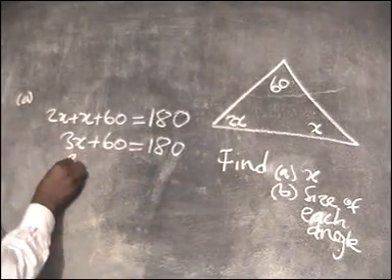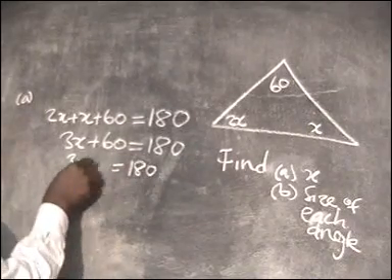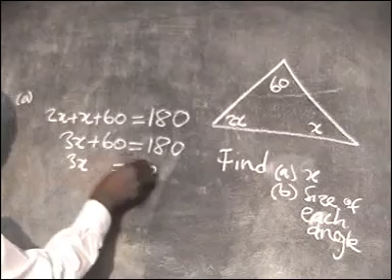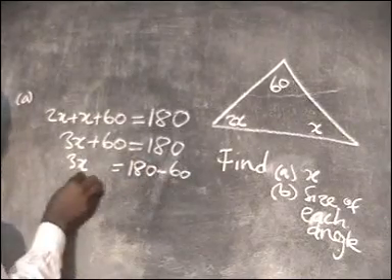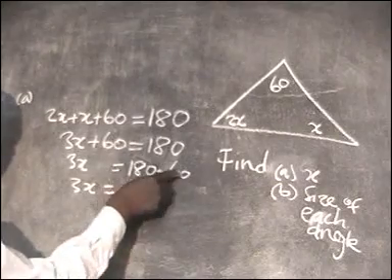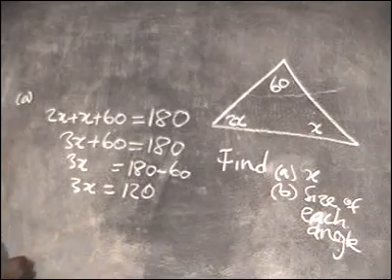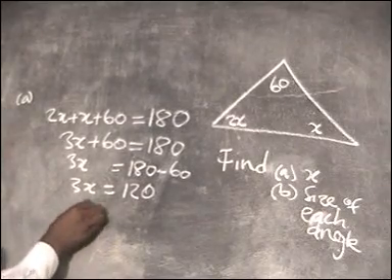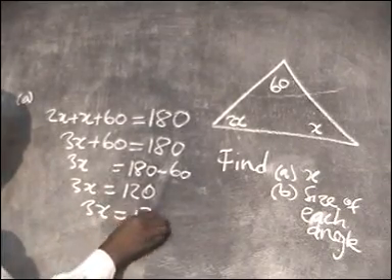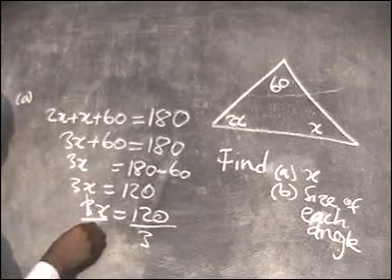Now solving this simple equation, this is 3x equals 180. If this 60 crosses the equal sign, it is positive, it is going to become minus 60. And this is 3x equals 180 minus 60: 0 minus 0 is 0, 8 minus 6 is 2, and this is 120. Now, looking at this, 3x equals 120. So over a 3 this side and over a 3 this side, the 3 and the 3 cancel.